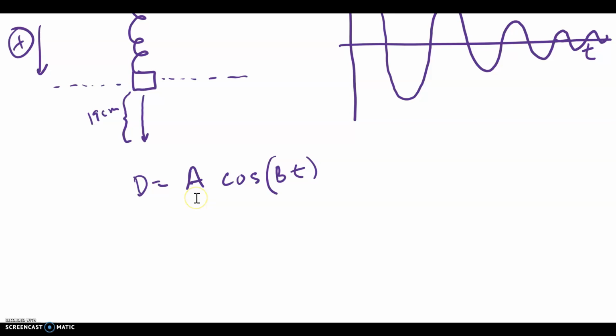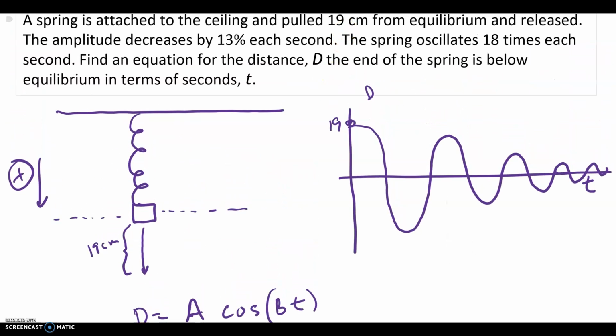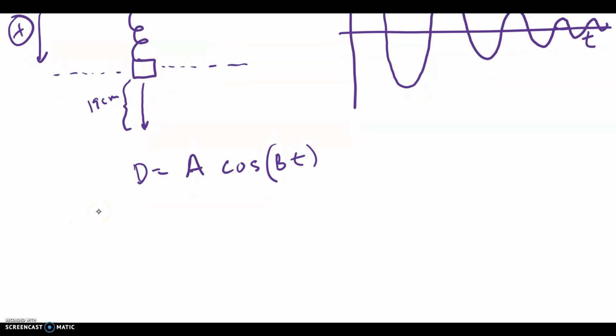Let's start with amplitude first. So the amplitude normally would just be 19. However, the amplitude decreases 13%. So we have exponential decay here. So if you want to make a little table, at time 0, the amplitude is 19. 1 second later, the amplitude is 13% less.